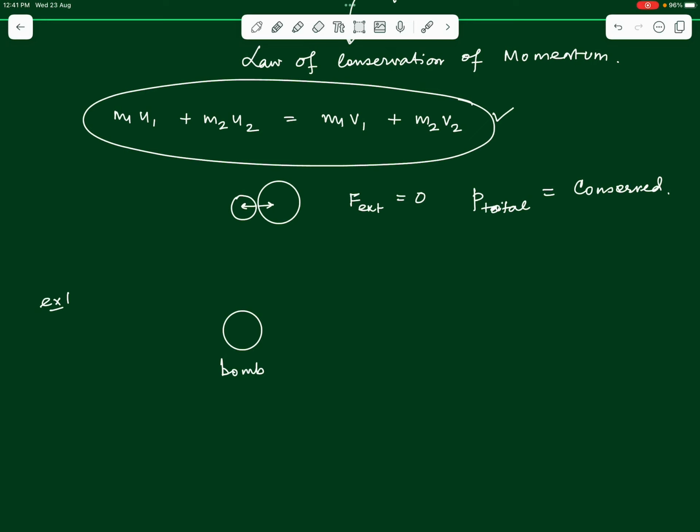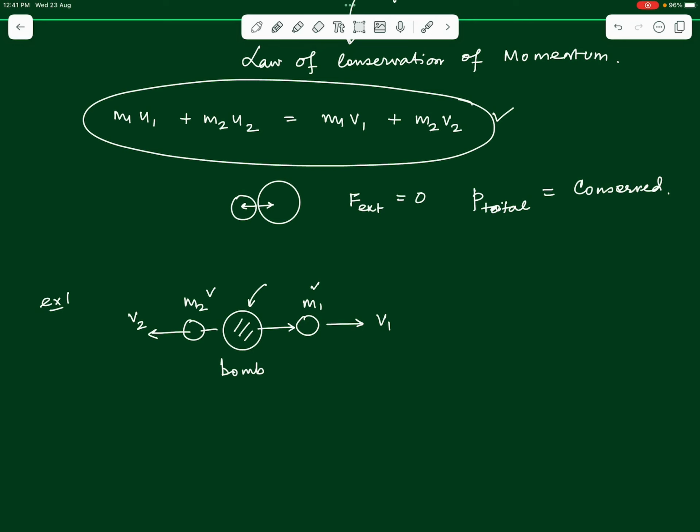Just for convenience, let us consider a case where this bomb, which has a certain mass, explodes from within into just two particles: one of mass m1, which after explosion moves towards the right with a velocity v1, and another of mass m2, which moves towards the left with a velocity v2. We are supposed to get the relationship between v1 and v2 if we know the masses m1 and m2. The bomb will have a mass of m1 plus m2, if it is giving out these two particles only.